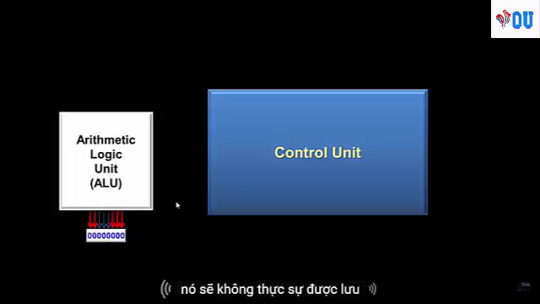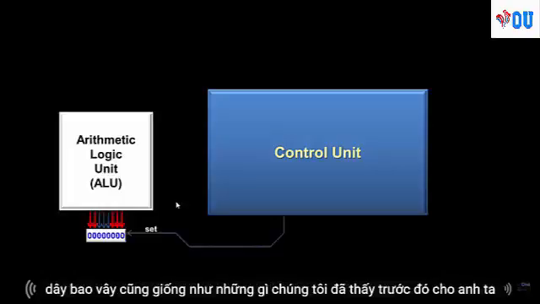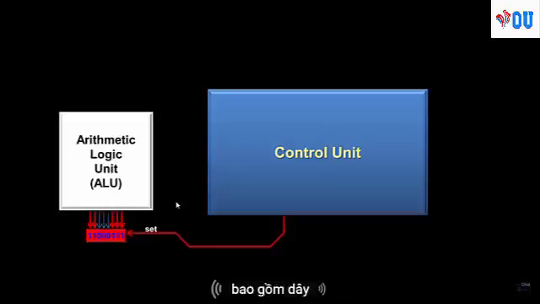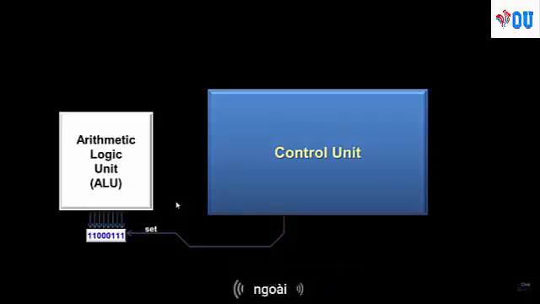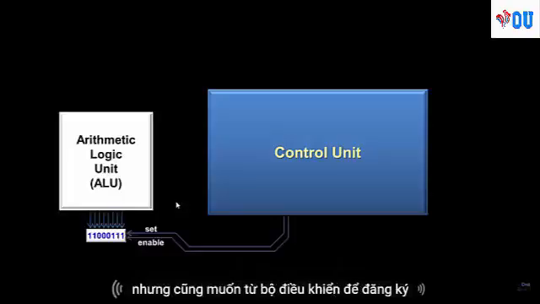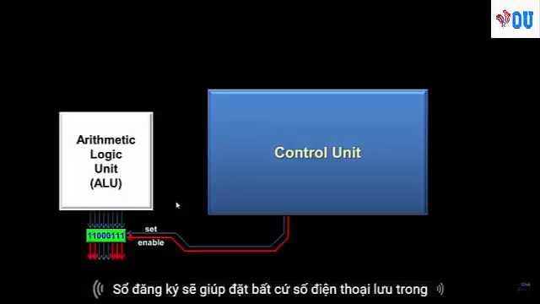it won't actually be saved until the control unit turns on the register's set wire. The set wire is just like the one we saw earlier for RAM. When the set wire is turned on, the register saves whatever number is on its input wires. Once we have the output saved in the register, though, how do we get it back out? Well, when we are ready to move a number out of the register, we need another control wire called the enable wire that also runs from the control unit to the register. As soon as the control unit turns the enable wire on, the register will output whatever number is saved inside.